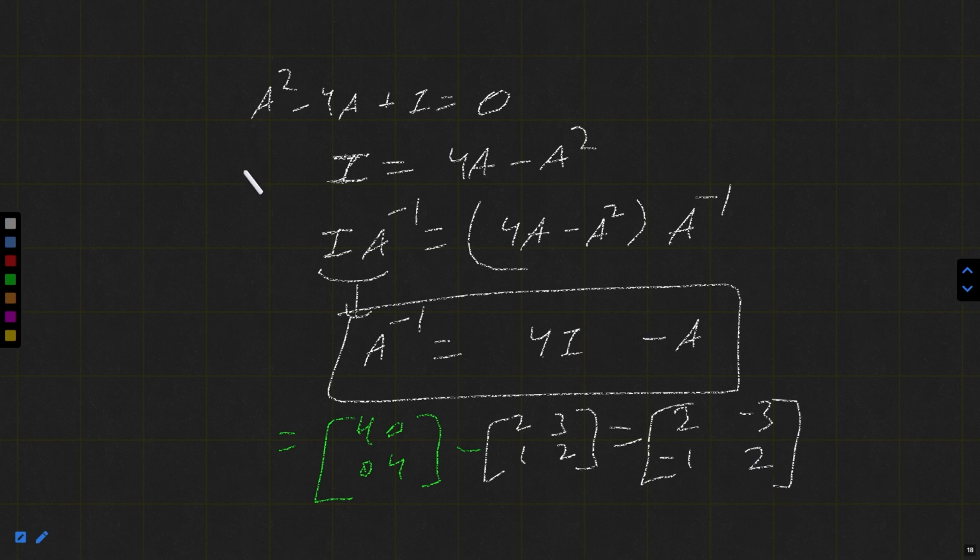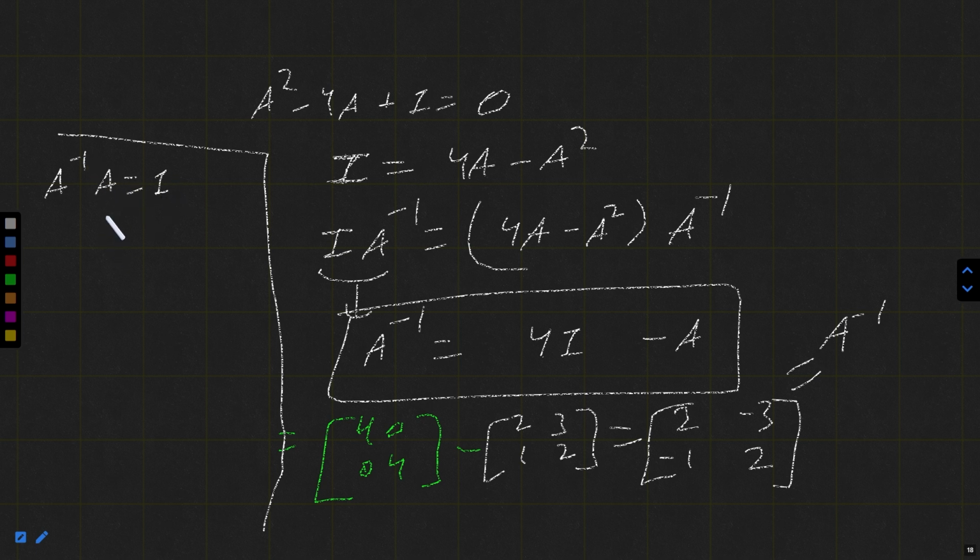Let me verify it. If it is A inverse, then A inverse times A will give me the identity matrix. So A inverse is 2 minus 3 minus 1 2, and A is nothing but 2 3 1 2. Now just multiply. This is going to multiply with this.